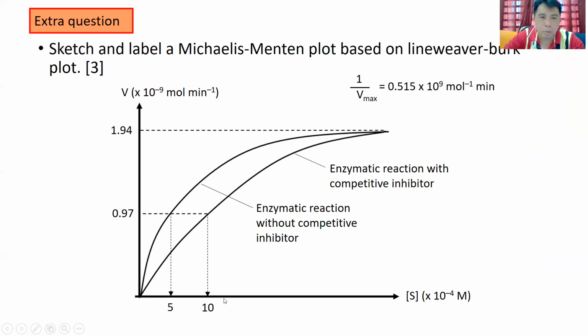Then you draw it. So you got 1 point here, 1 point here, and then another point. So you try to draw it, because the question is sketch only. Then after that you label it: enzymatic reaction without competitive inhibitor, and this one is with competitive inhibitor. So you have the unit, all the points are correct, and label the graph. So you will get 2 marks, 3 marks here.